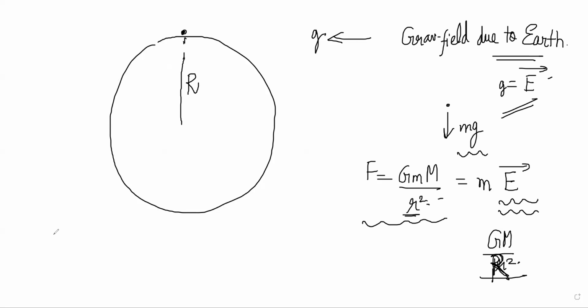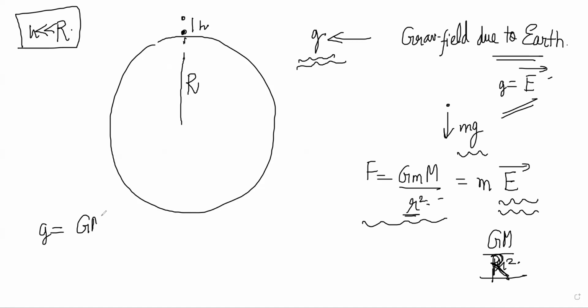So the question is, how does acceleration due to gravity vary as you go up or down? If you go up by a distance h, where h is much smaller compared to the radius of the Earth, you will get the gravitational field as GM by (R plus h) whole square. Because the point is outside the solid sphere, that is Earth, and the distance is R plus h. From the previous derivation we know this is what is supposed to happen.